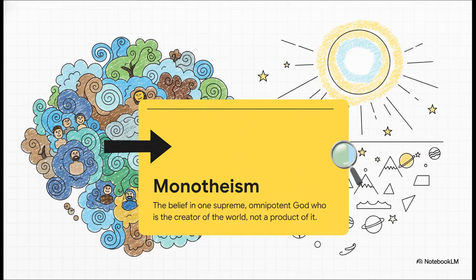This shift to monotheism was just groundbreaking. In most polytheistic views, the gods themselves were products of nature. But Genesis flips the script completely. It says God is supreme, he exists before nature, and he creates it by his will. The great divide isn't between nature and everything else, it's between the one creator and all of his creation.